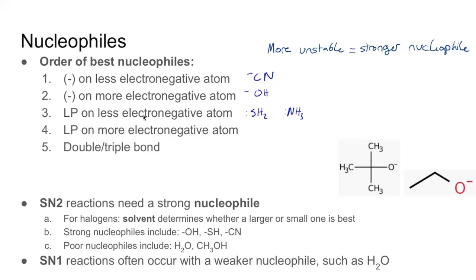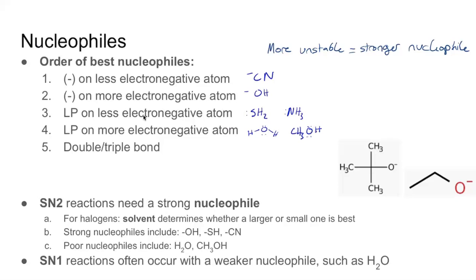And then down here, again, we have a lone pair on a more electronegative atom. Some common examples of this might be water, where we've got that lone pair on the oxygen, or CH3OH, again with a lone pair on the oxygen. Oxygen is more electronegative than nitrogen or sulfur, and thus these two examples are more stable than the ones above, and more stable is less reactive. So these nucleophiles are not as strong as these ones.